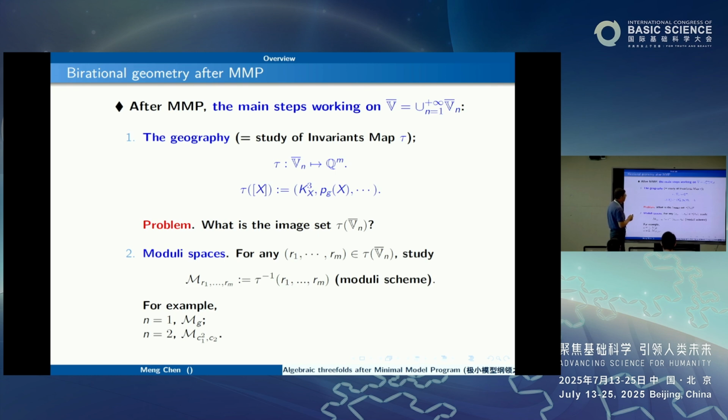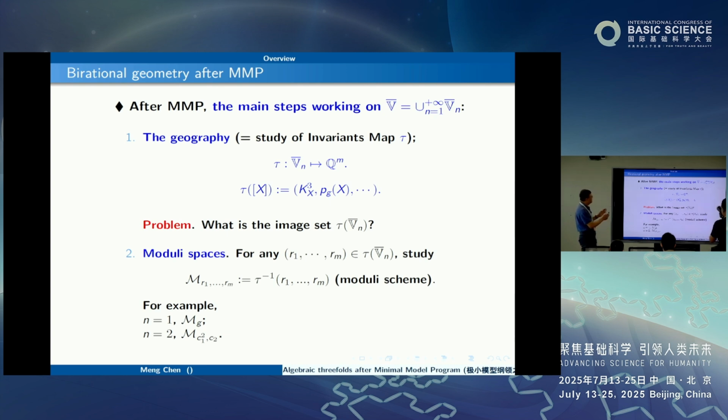So the first step is the so-called geography problem. Roughly speaking, we can find a finite number of invariants. Then we have a so-called invariant map. We fix the dimension, then the invariant map maps every class to some point in Q^m. For example, the usual birational invariants can be the canonical volume, geometric genus, Euler characteristic, or so on.